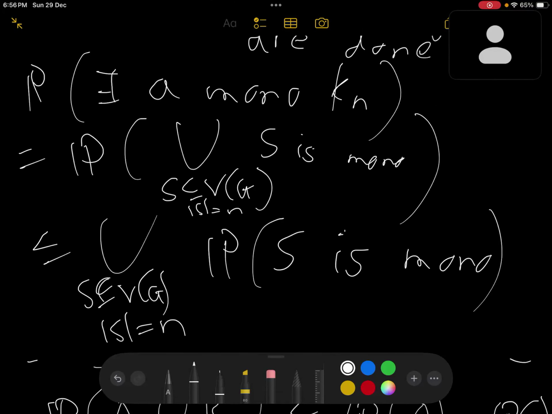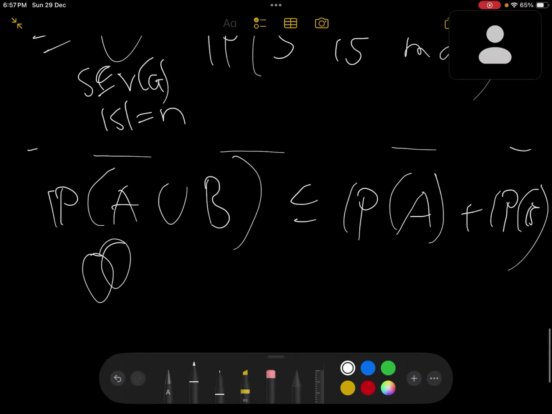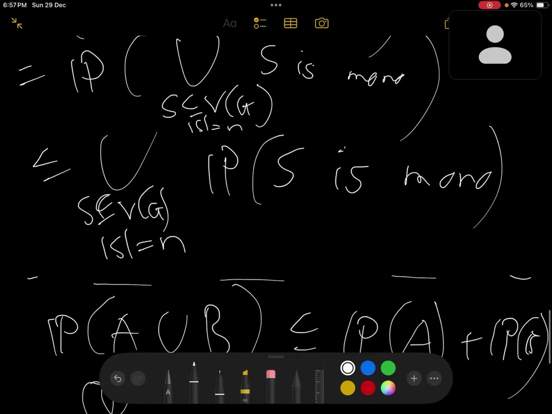So I've written this event, there exists a monochromatic gain, as a union of various events. I think that is just a formula, right? P of A. Yes. Equals. Yeah. So this is equal, and since it's a union, you can take the union out and you get an inequality. So the union bound gives us that the probability is at most the sum over S in Vg with |S| equal to n of the probability that S is monochromatic. Now we just need to focus on this.